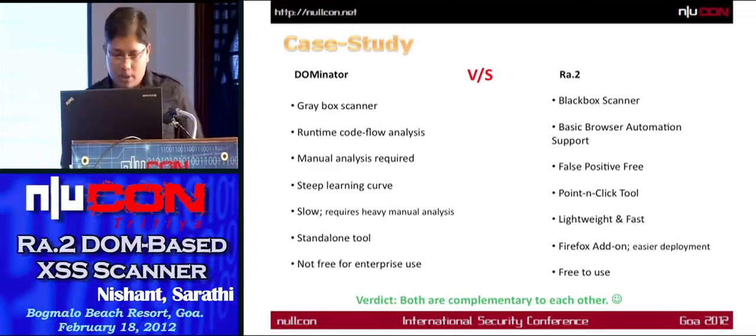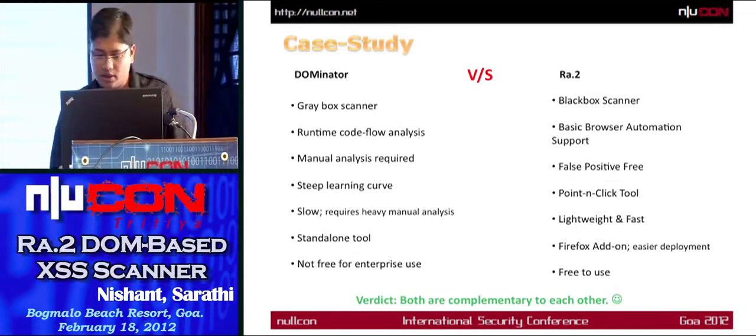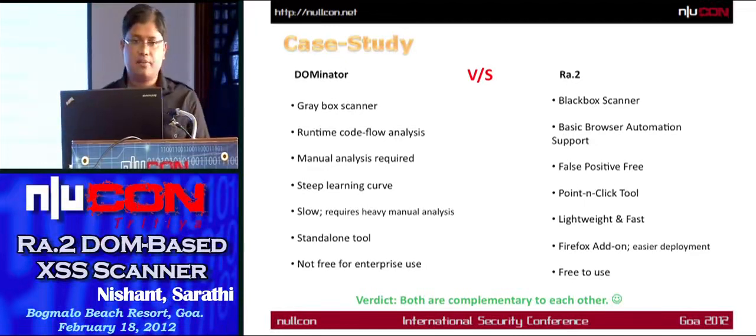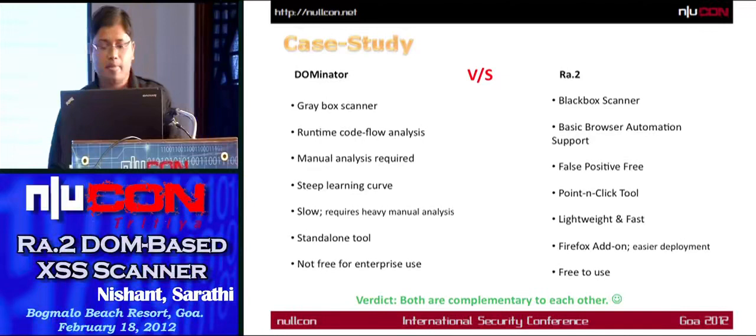So yes, it's point and click. Since Dominator requires manual analysis, it is slow, but we have designed ours so you just scan and leave the tool overnight. It's lightweight and fast. It's a standalone tool. Dominator is a browser in itself, but our tool is a Firefox add-on, so it has easier deployment in large enterprises, and we make it free for enterprise as well as personal use. So the verdict is both are complementary to each other. They are not actually competitors.